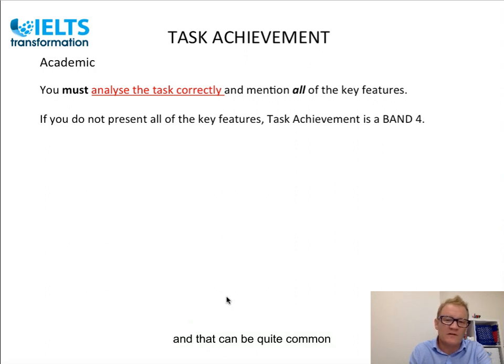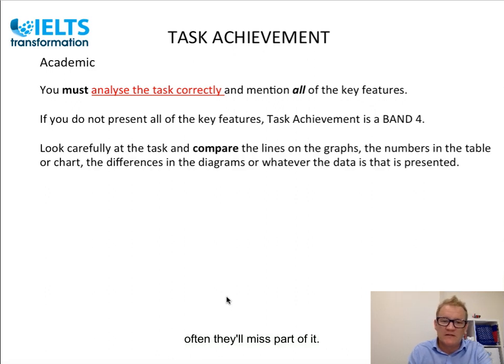And that can be quite common for people who are looking at diagrams. Often they'll miss part of it. So we need to look carefully at the task and compare the lines on the graphs, the numbers in the table or chart, the differences in the diagrams, or whatever the data is that's presented. The question also asks you to make comparisons where relevant. Well, mostly it is relevant to compare, so you should do that.